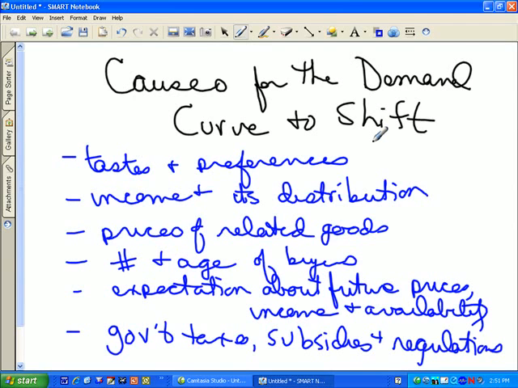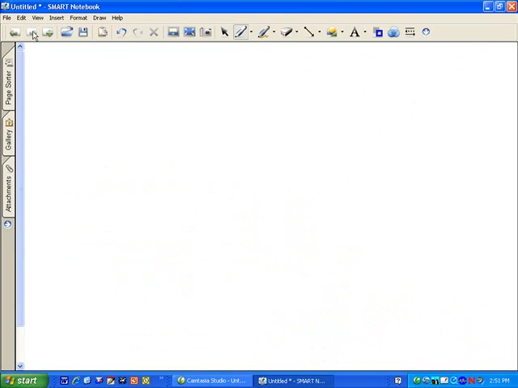Okay, so these are the things that cause the demand curve to shift. Taste and preferences, income and its distribution, prices of related goods, number and age of buyers, expectations about future prices, income and availability, and government taxes and regulations. Okay, so we're going to first cover taste and preferences.